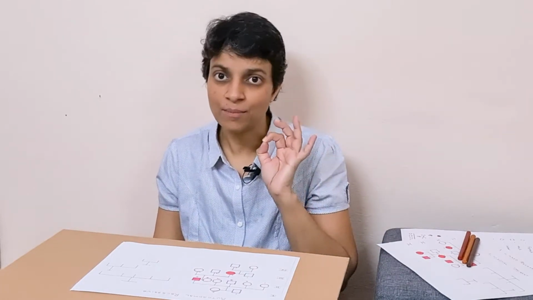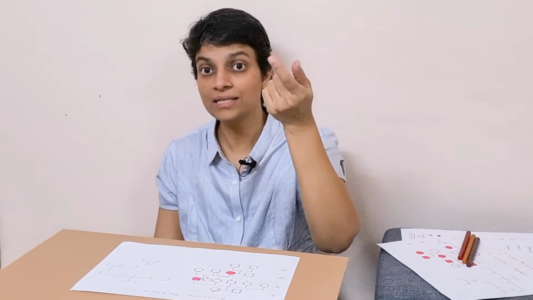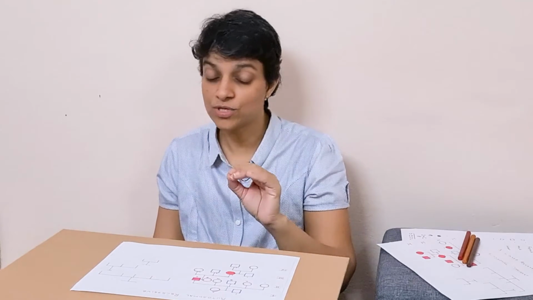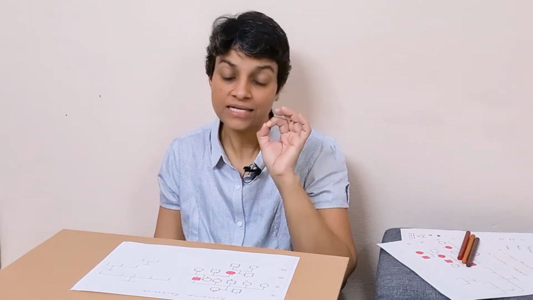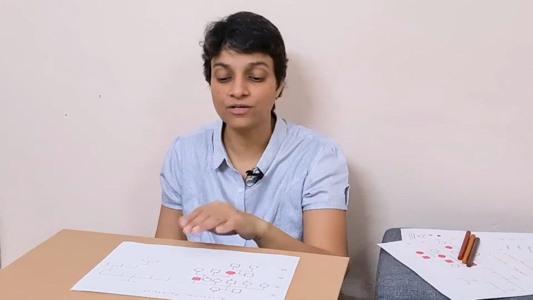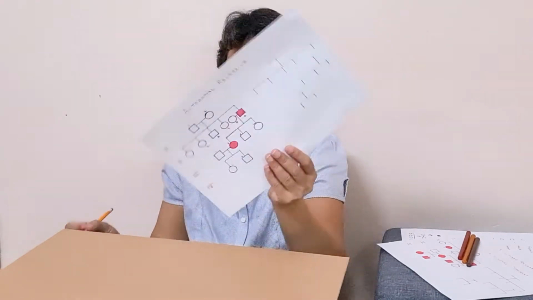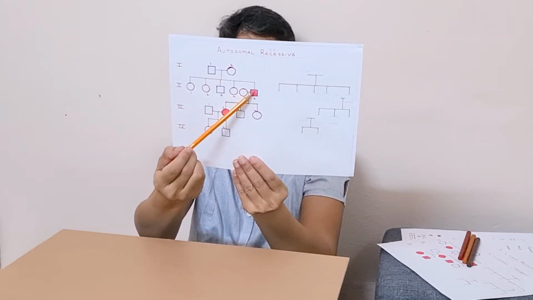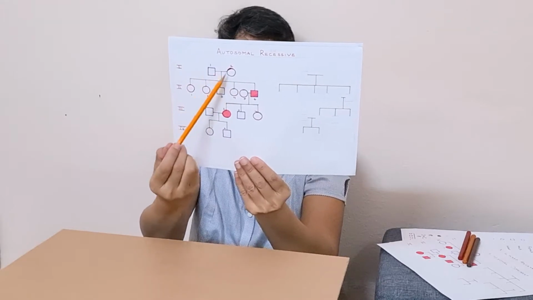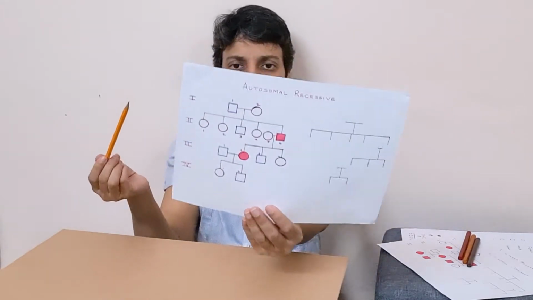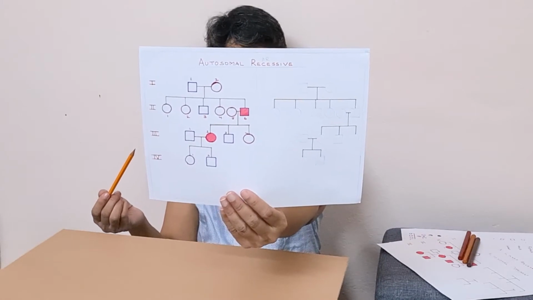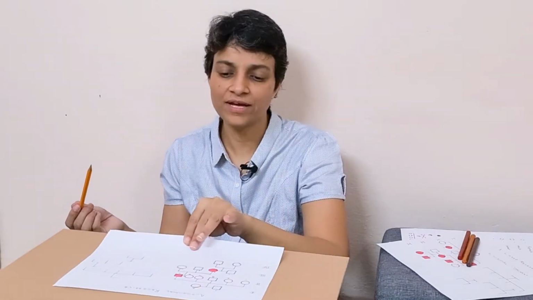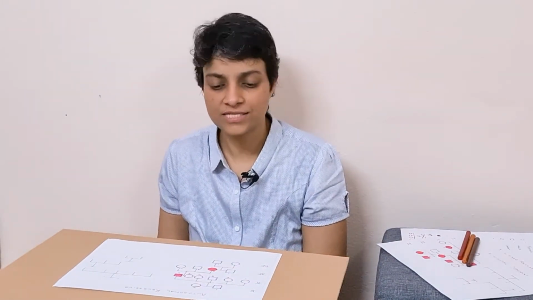వ్యాధి సోకిన ప్రతి మనిషికి వ్యాధితో ఉండే తల్లిదండ్రులు ఉండాల్సిన అవసరం లేదు రిసెసివ్ పెడిగ్రీస్ లో. So for every individual that is affected, they need not have a parent affected with the disease. Like you can see here, this individual is affected and he is the child of this, but the parents do not show the disease. Like that. So that's one way in which we identify an autosomal recessive pedigree.